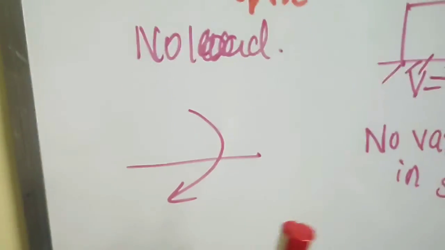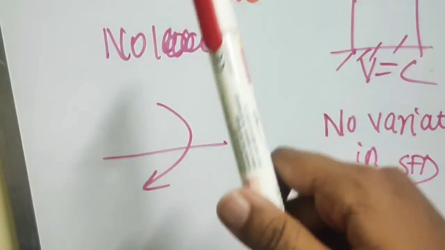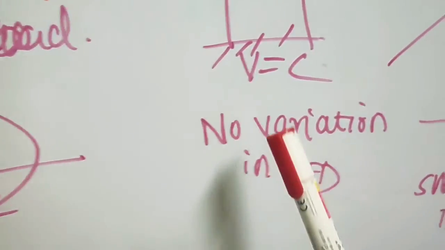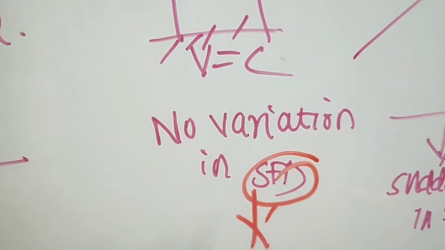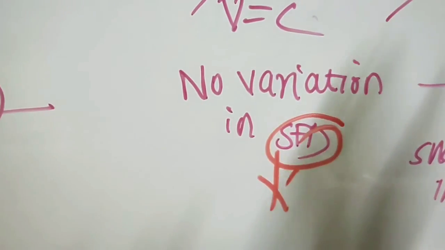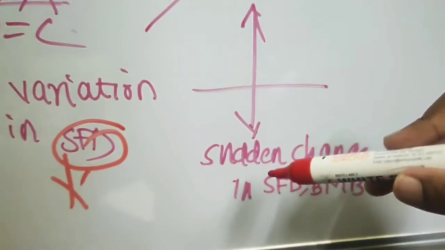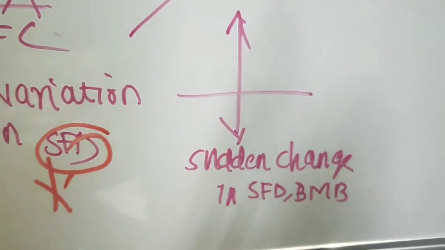And next, what if it has a point couple? If we have a point couple, there is no variation in the shear force diagram because no load is present here. What is shear force? It is nothing but the summation of the load from LHS and RHS. And next, in the bending moment diagram, you can notice a sudden change.